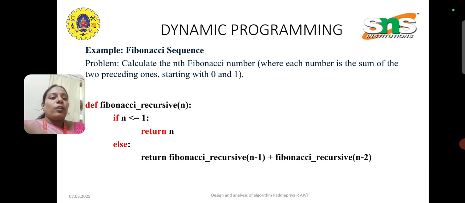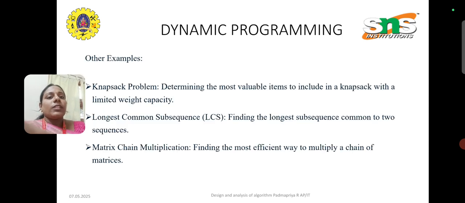So here we have to define the Fibonacci sequence. We have to make an if-else condition in that particular problem. If n is less than or equal to 1, the n value can be returned, or else the recursive Fibonacci function adds the preceding two numbers for that particular number. So this is the Fibonacci sequence as a dynamic programming problem.